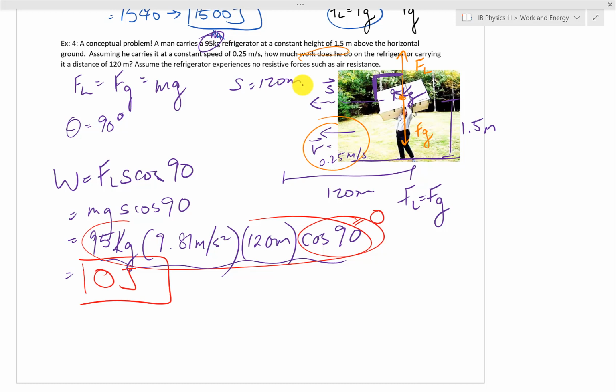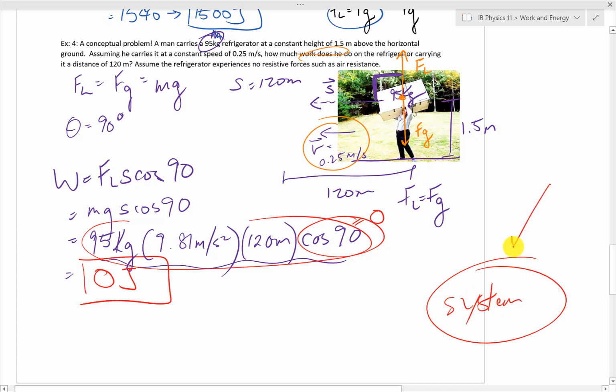But wait, what does work really mean? Work is the ability to change the energy in a system. So if work is done on the system, its energy level will go up. Well, let's think about it. Is the energy in this refrigerator increasing or decreasing? It's going at constant speed, so it's not gaining any motion energy, which we'll talk about later. That's called kinetic energy. So it's not gaining any kinetic energy. The man is not really pushing the refrigerator up or down. So it's not gaining any gravitational potential energy, which is something we will talk about later as well.